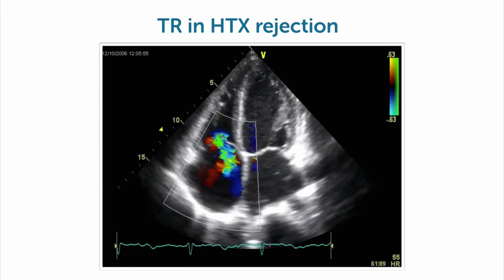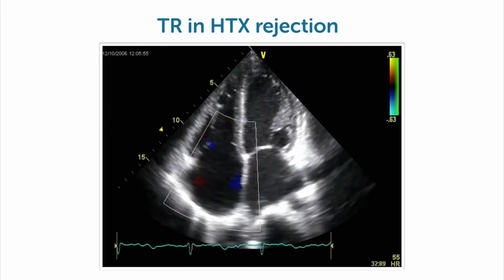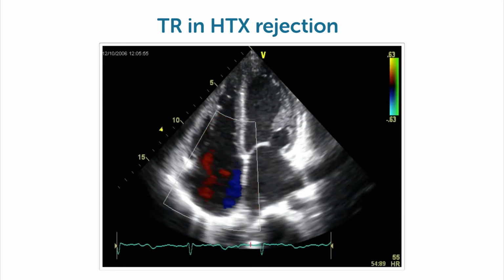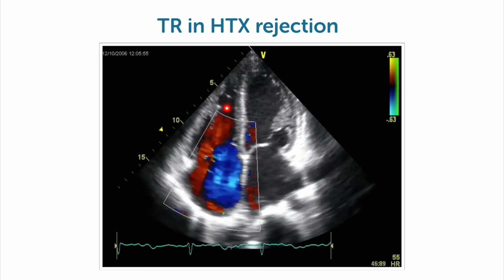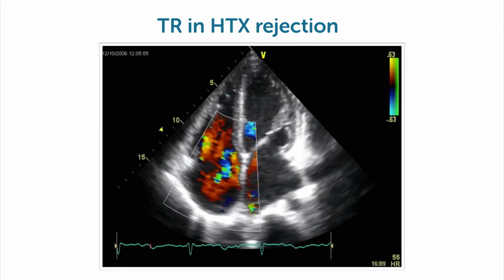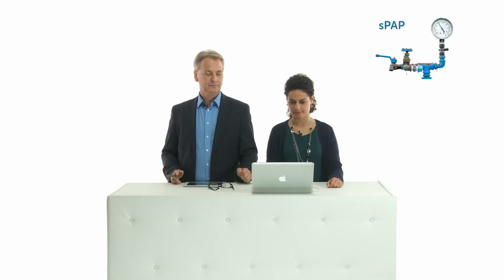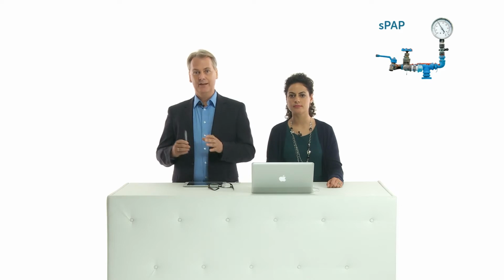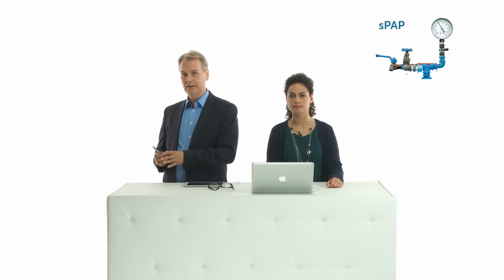One last example, a patient who had tricuspid regurgitation following transplant rejection. This is a transplanted heart. Left ventricular function is poor. Again, the patient develops pulmonary hypertension and tricuspid regurgitation. Now, there's one last thing we have to look at. We know that a patient has tricuspid regurgitation, but we can use tricuspid regurgitation to quantify pulmonary artery pressure.